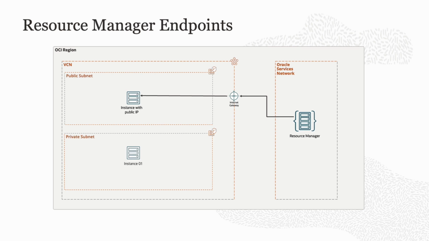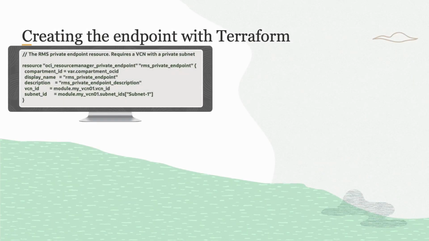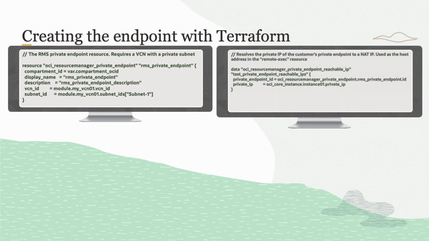To allow Resource Manager to connect to the instance, it will require a private endpoint. The private endpoints can be created using the console or as part of the stack. In your configuration, you will need to add the private endpoint resource. It will require that in your configuration a VCN and a subnet are present. Next, you can use this data block that will relate the private instance and the endpoint to be used in the provisioner.